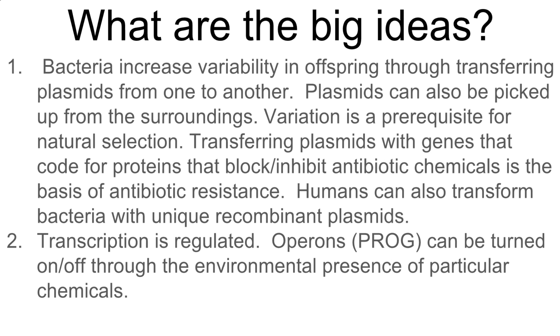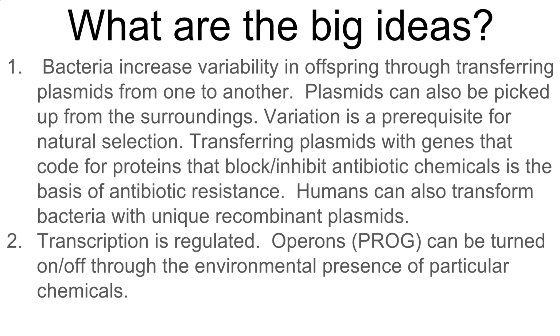But this whole idea of plasmids: you have this single longer round chromosomal DNA within a prokaryote or a bacterium, but they also have this other smaller ring of plasmid DNA. So these plasmids can also be picked up from the surroundings, which we're going to talk about with this lab. And variation is a prerequisite for natural selection.